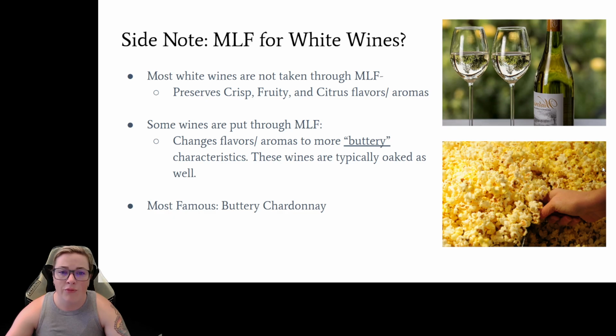So if we don't take a white wine through malolactic fermentation, it will have more of those crisp, fruity citrus flavors and aromas and more acid. The white wines that are put through malolactic fermentation have more of those buttery characteristics. Sometimes those wines go into oak barrels and they get the oak character as well. So it just depends.